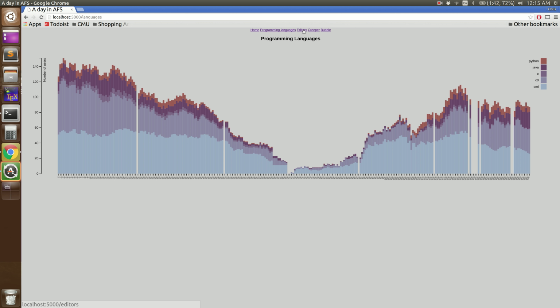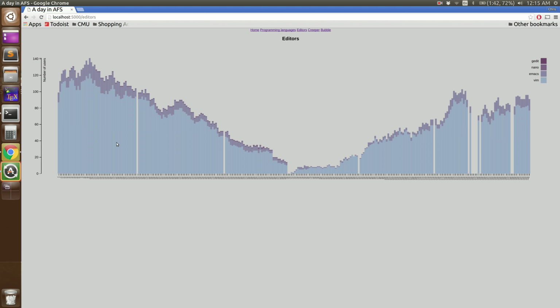Another thing that came up really quickly is editors. So we can see what the popular editors are at CMU, and it turns out to be basically just Vim. There's some people using Emacs, very few people using Nano, and I don't think I see anyone using Git.